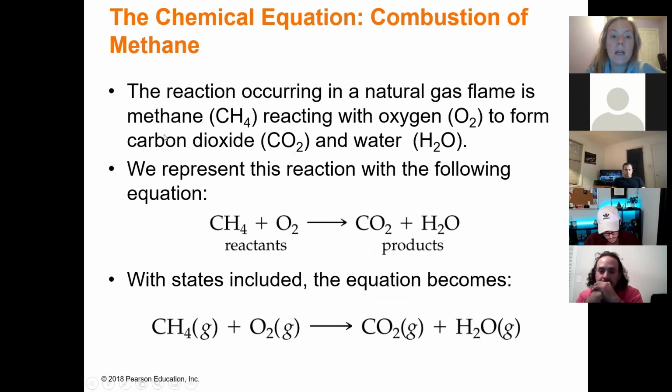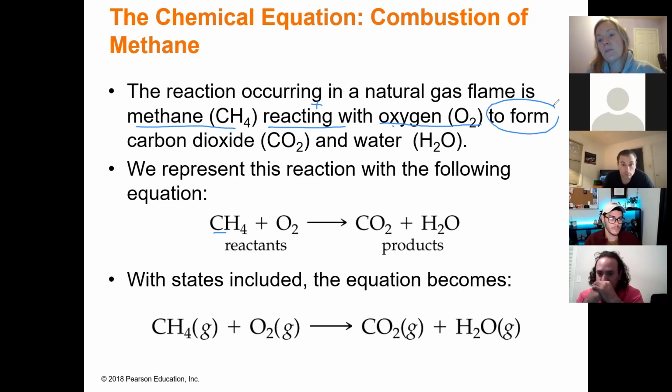Okay, so here is a chemical equation. This is the combustion of methane. So a reaction occurring in a natural gas flame is methane, and it says it's reacting with, so that's sort of acting as a plus or an addition, oxygen. Okay, so we've got our methane, and it's reacting with oxygen.